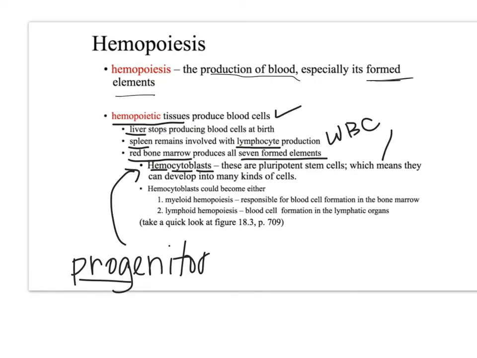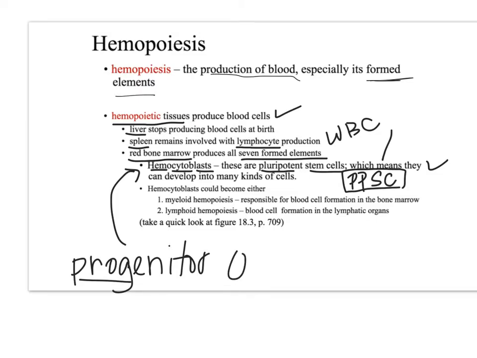They're also known as pluripotent stem cells. Sometimes they call pluripotent stem cells PPSC, and the books go back and forth. Sometimes they call them hemocytoblasts, sometimes they call them pluripotent stem cells. These are cells that are going to develop into blood cells.